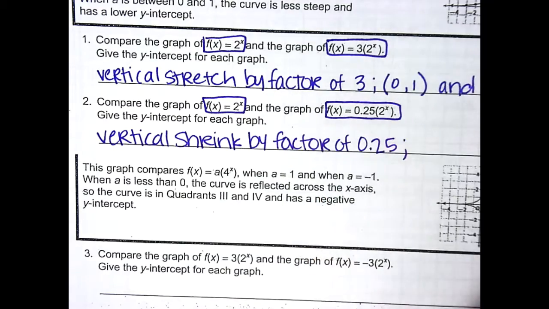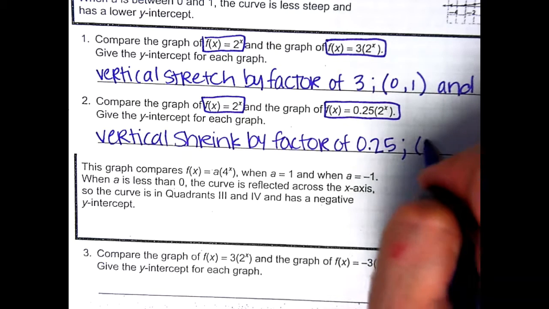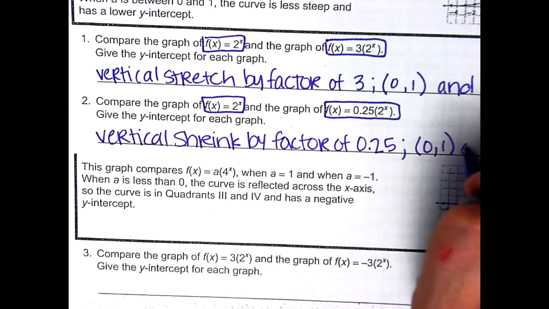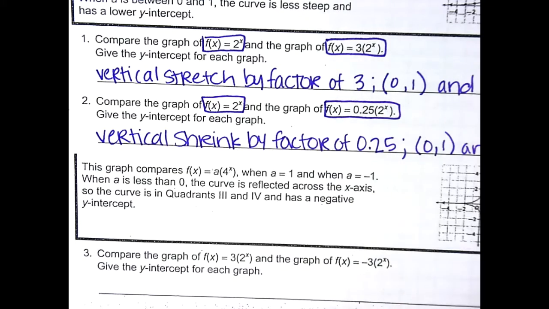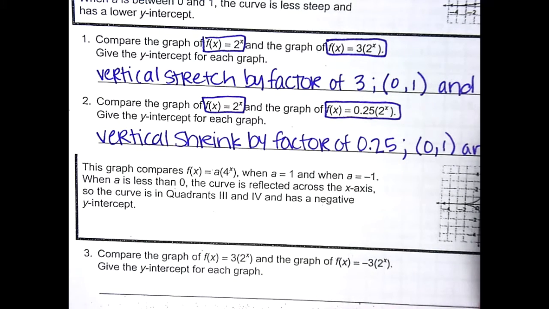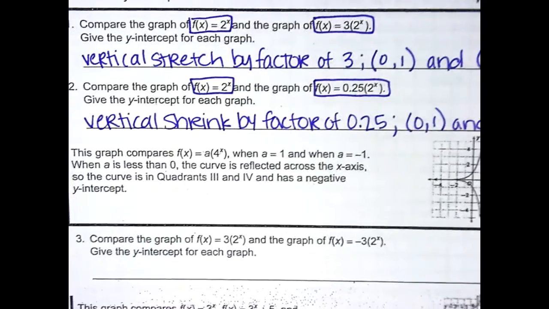0.25. And then the y-intercept of the first one's still going to be 0, 1. And for the second one, 2 to the 0 power is 1 times 0.25 is 0.25. So this is 0, 0.25. Geez. Ignore that second dot there. That's not intentional. Oh, you can't even see what I'm writing.